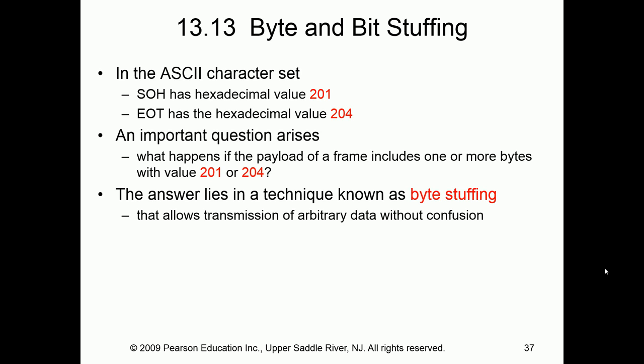So what happens if our data has more or less values that might be 102 or 104? The answer lies in a technique known as byte stuffing. This basically allows the transmission of the data without any form of confusion. Because if we're looking specifically at this 201, and we're also sending 201, it might get confused with why there are two start headers or why there are two end headers. So there has to be a way to organize our frames.